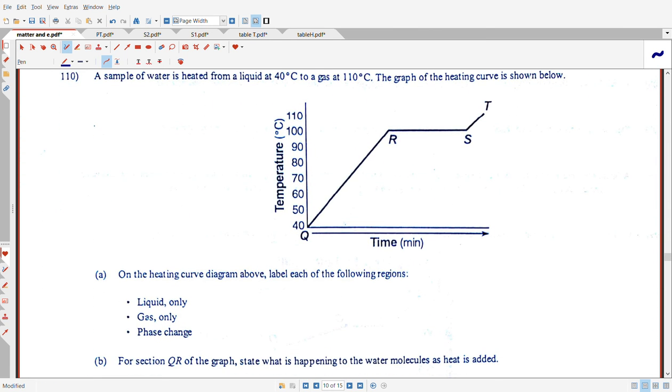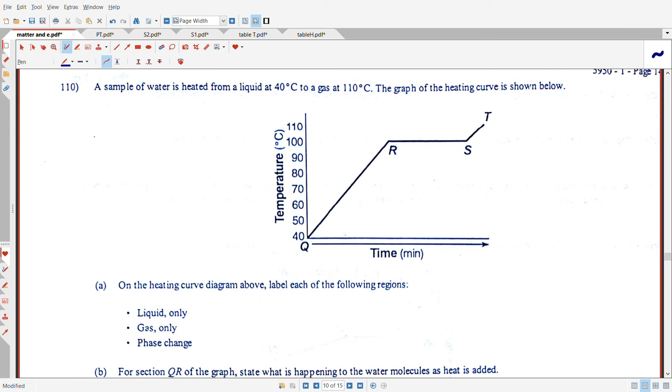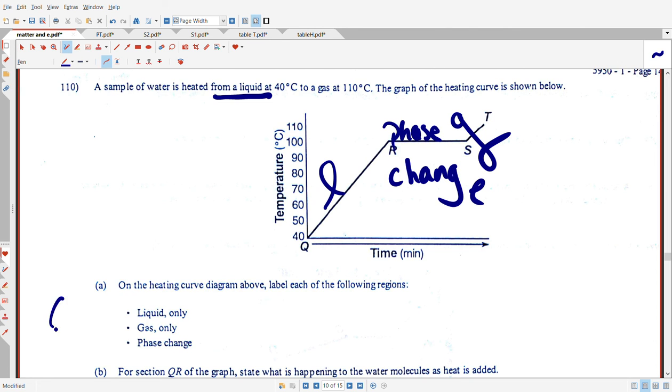Next one. Sample water is heated from a liquid, so we're not labeling it solid. It's liquid to gas. And this is the phase change going from liquid to gas. That's what they want you to label.